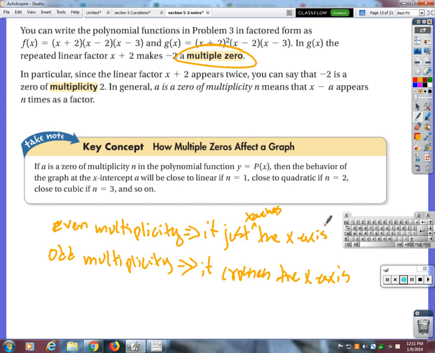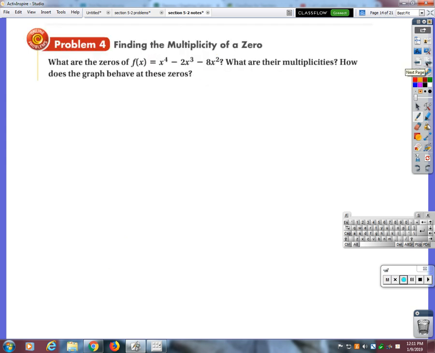It doesn't matter what the number is, it matters what the multiplicity is. Okay, so that adds a new element for us in our factoring.